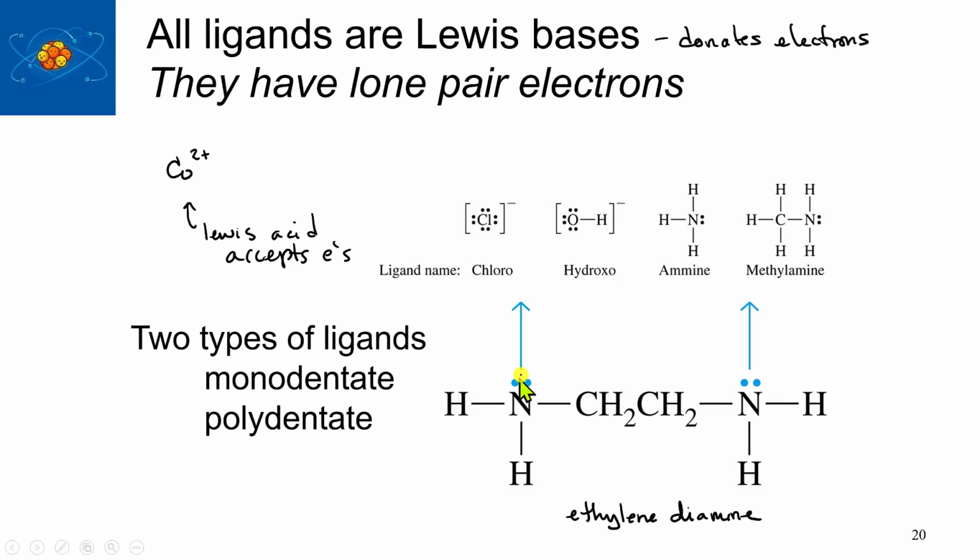And then what'll happen is they'll coordinate with an atom to make a 5-membered ring. Okay, I'll talk about that too in a second. But this is known as a bidentate ligand. It falls in the category of polydentate.